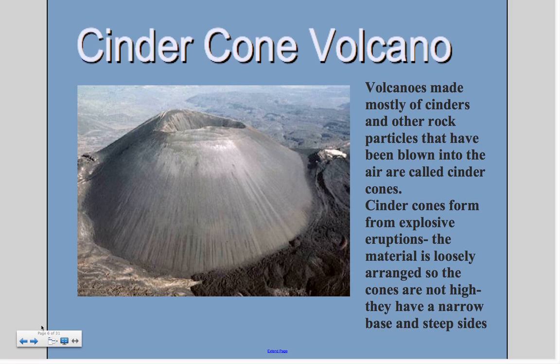So then let's look at the cinder cone volcanoes. These are mostly made of cinders, which are basically burnt rock and ash and debris that have been blown up into the air and then settled down. So these cinder cones tend to look very smooth. If you look here, it's a very smooth picture. And they have a very narrow baseline. That means the bottom of them is really short compared to most mountain ranges above it. And the sides are really, really steep.